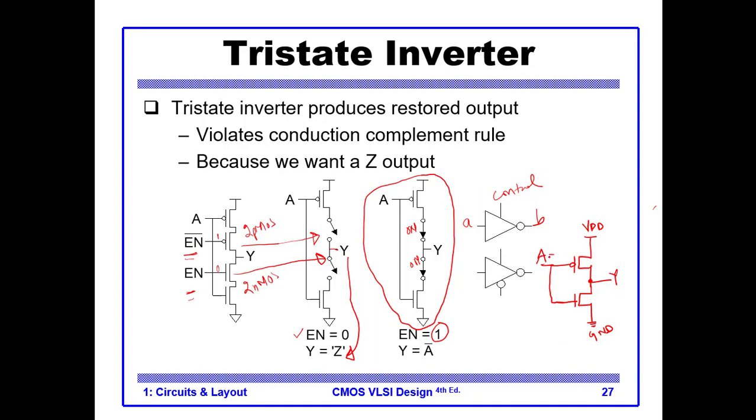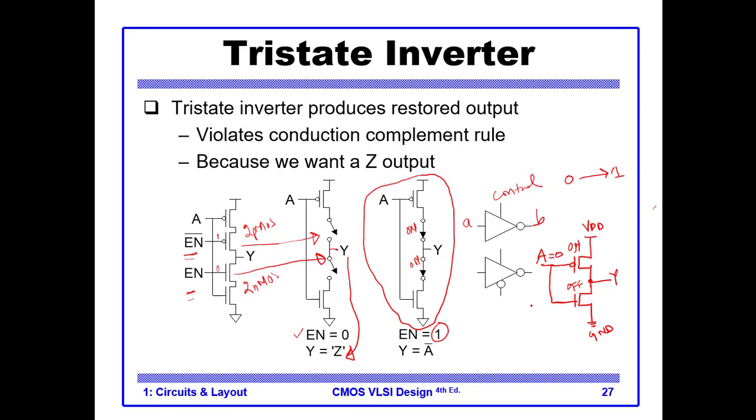Imagine if we apply a 0. For a 0, this will be off. This will be on. It has a bubble, so the PMOS will be on, and this will be off, which means we will have VDD connected to Y. So if we gave it a 0, it gives us a 1.